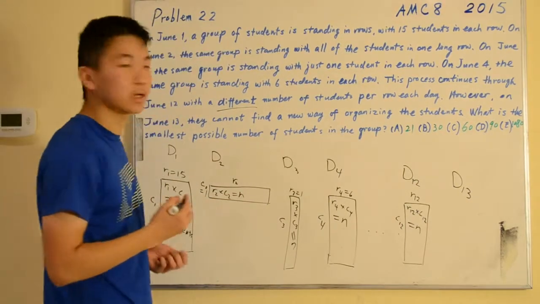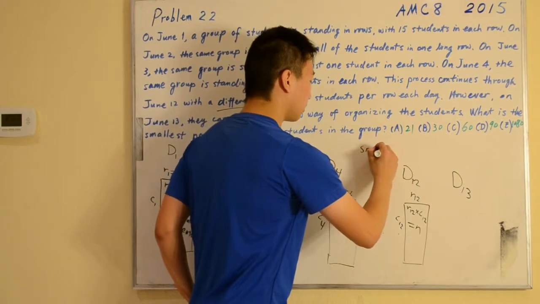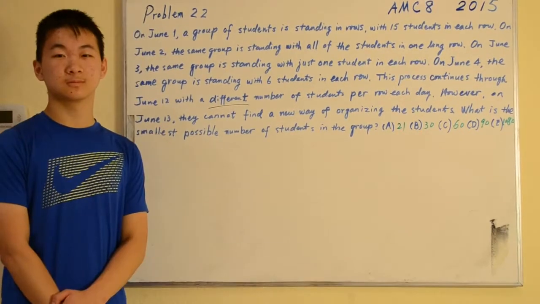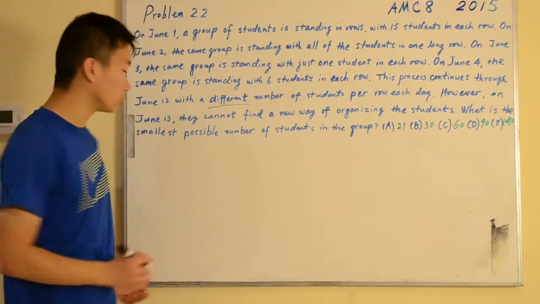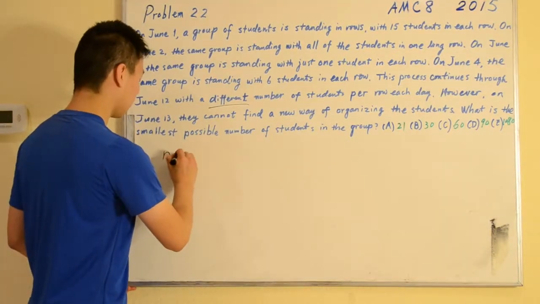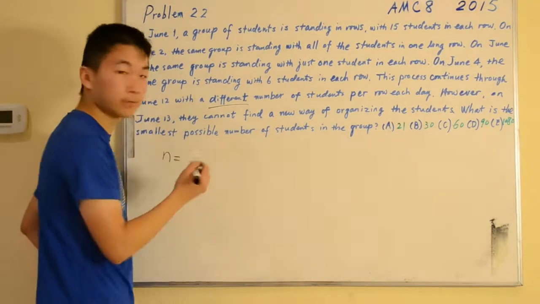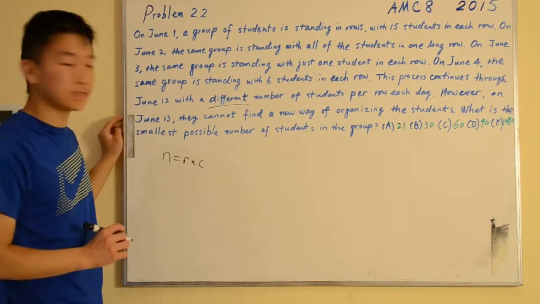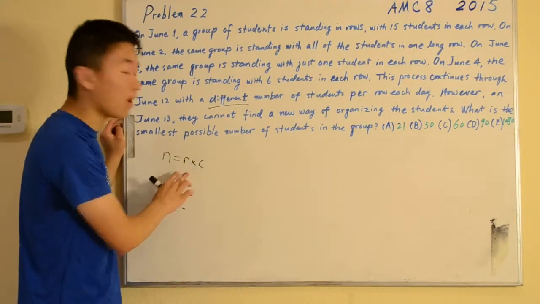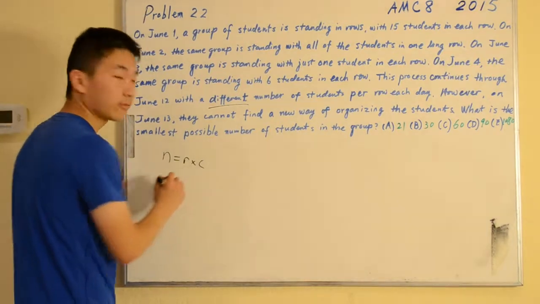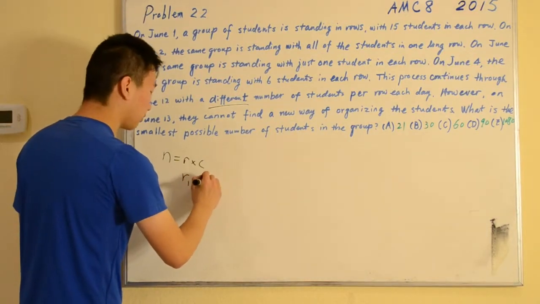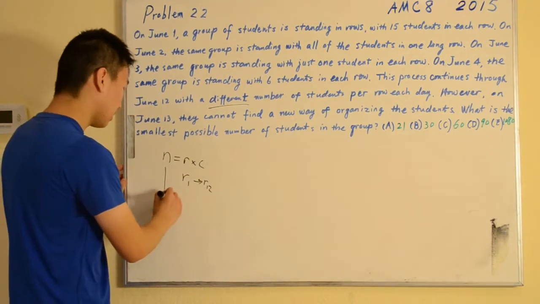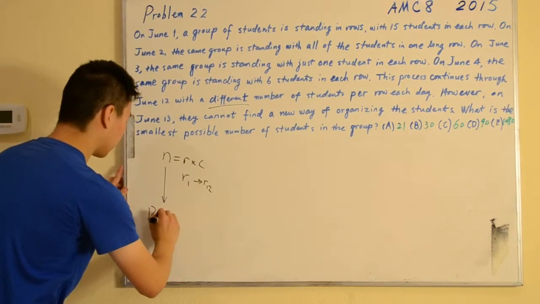So the question is asking us to define the smallest possible n. This is what we're looking for. So the total number of students, n, can be written as some product of R and C. Because there are 12 different days, there are 12 different combinations of R and C, so there exist 12 different values of R, R1 through R12. Because there are 12 different values of R, n must have 12 factors.